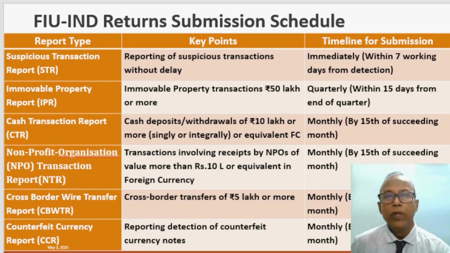Besides that, the following 4 reports are required to be submitted monthly within 15 days of the succeeding month. Cash transaction reports, CTRs. It covers cash deposits or withdrawals totaling rupees 10 lakh or more in a month. Counterfeit currency reports, CCRs, submit details of fake Indian currency detected during bank operations. Cross-border wire transfer reports, CBWTRs, are required for international fund transfers of rupees 5 lakhs or more, whether inward or outward.